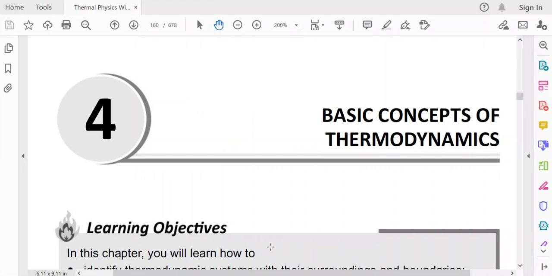Welcome all in this lecture of thermodynamics. In this lecture, I will discuss some basic concepts of thermodynamics, and this discussion will be from the book of Garg, Ghosh and Bansal.